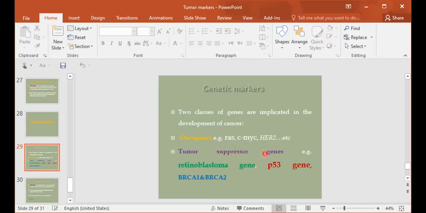Tumor suppressor genes, sometimes they are mutated, so they are called tumor markers or genetic markers, like mutated P53, retinoblastoma gene, BRCA1 and BRCA2, specific for cancer breast and ovary. All these are genetic markers, and they can be inherited. For example, BRCA1 and BRCA2 mutations are inherited, and they are the causes of inherited cancer breast and cancer ovary.